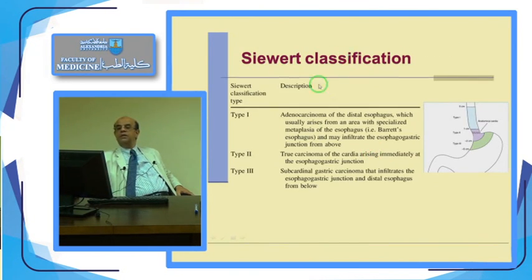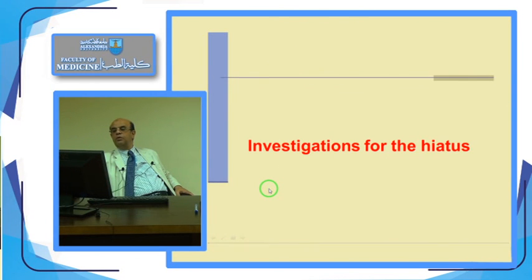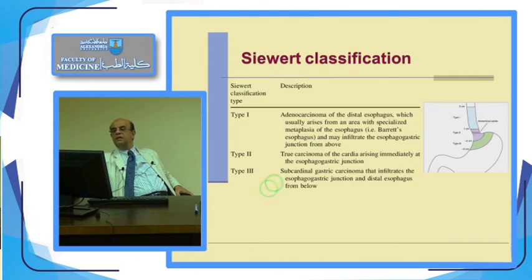The classification has three types: type 1 adenocarcinoma of the distal esophagus, type 2 true carcinoma of the cardia arising immediately at the esophagogastric junction, and type 3 subcardial gastric carcinoma that infiltrates the gastroesophageal junction and distal esophagus from below. This is the last slide of this topic.